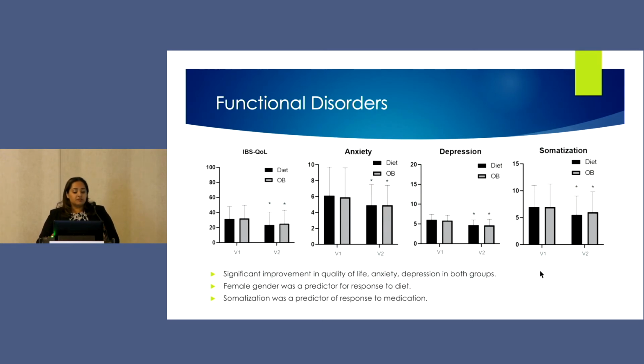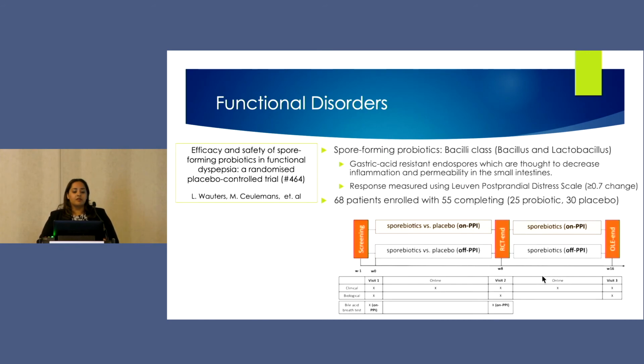Female gender was predictive of response to diet, whereas if patients had somatization, that was predictive of response to medication. So both interventions had improvement, but it looks like the diet intervention had greater improvement, and it suggests that maybe a smartphone app might be a reasonable way to consider administering the low FODMAP diet.